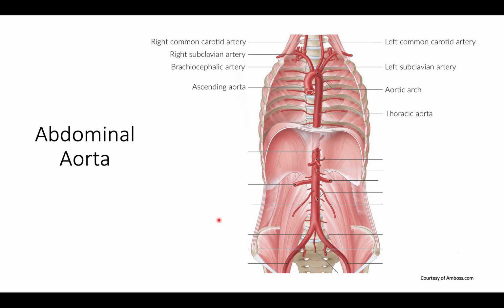Your anterior ones are actually going to be singular structures that will branch off from the very front of the aorta. And then your lateral ones will usually branch off into pairs and will provide viscera with blood supply.